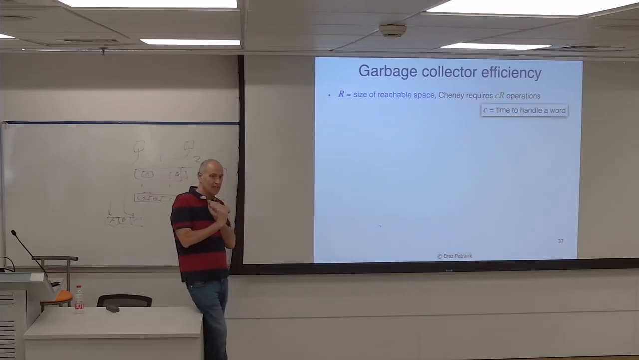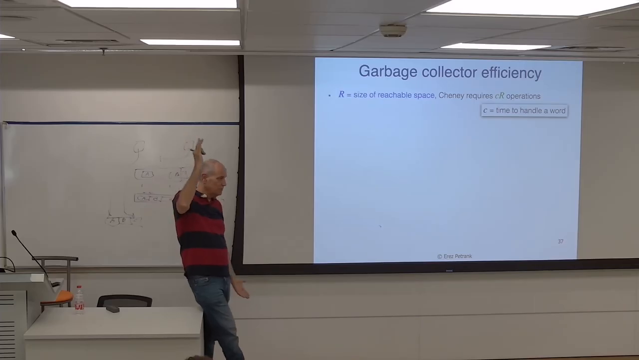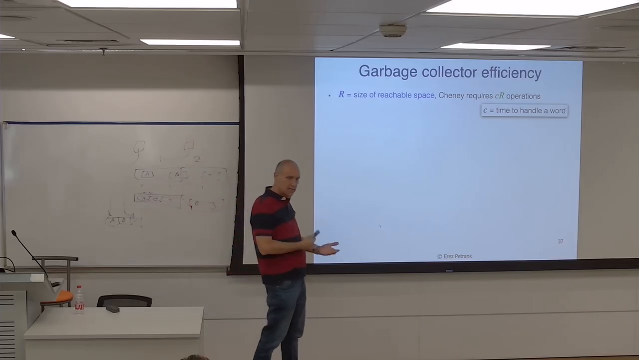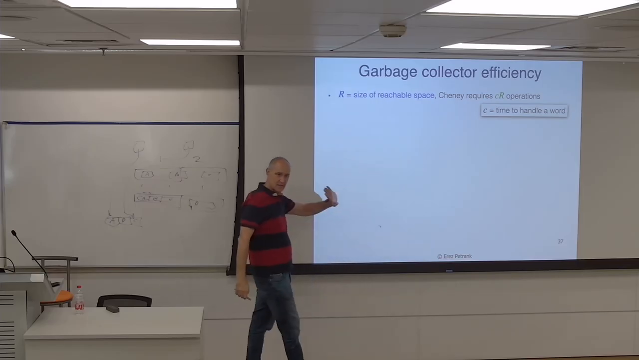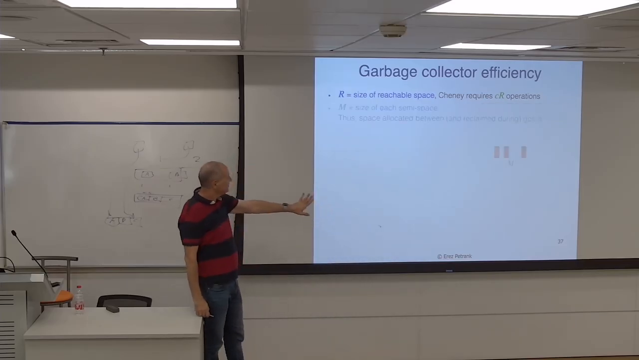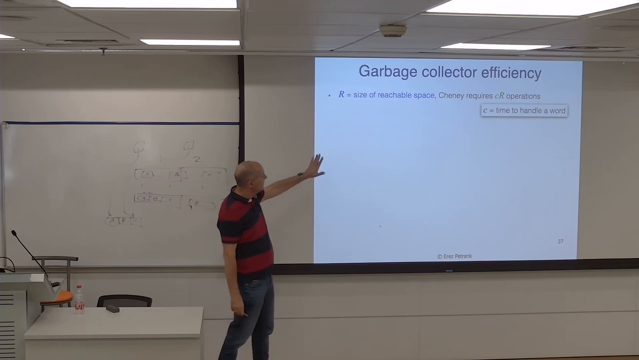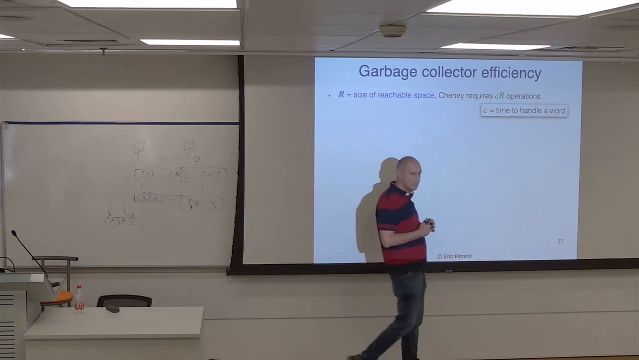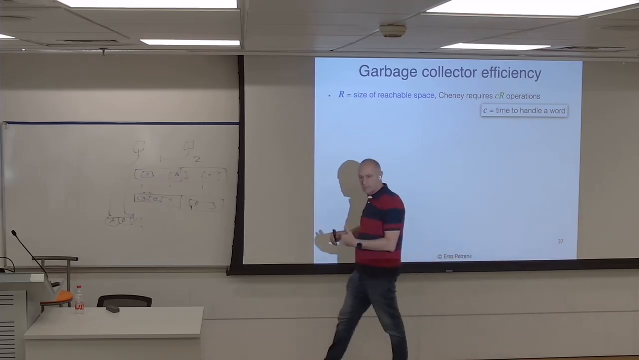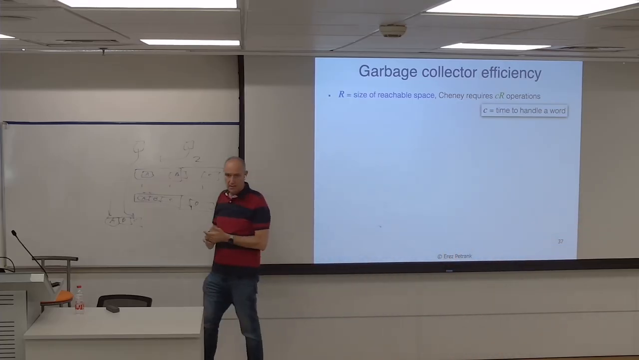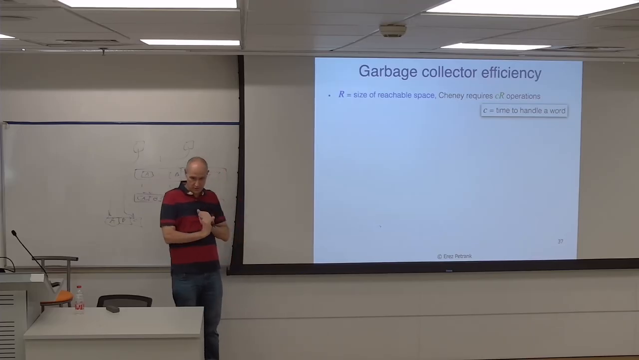It should be intuitive that if you have a larger heap, then it's easier. You use less time for the garbage collector. But let's do it once formally. So suppose you have some space of reachable objects. Maybe the program uses 100 mega of reachable objects.